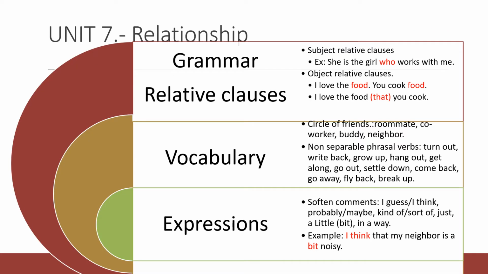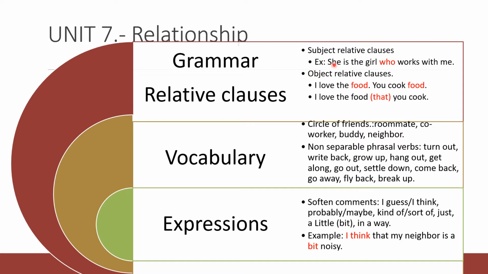Unit number 7, relationships. In grammar, we talked about relative clauses, and we had two types of relative clauses. Relative clauses as subject pronouns and relative clauses as object pronouns. So, remember that for the relative clauses, we need to use the relative pronouns. The relative pronouns are the same as the WH question words. Who, when, why, what, where.